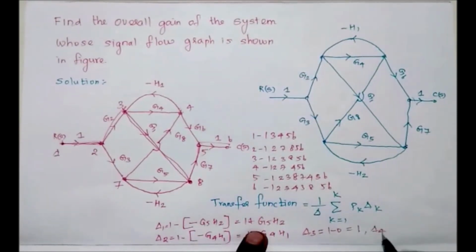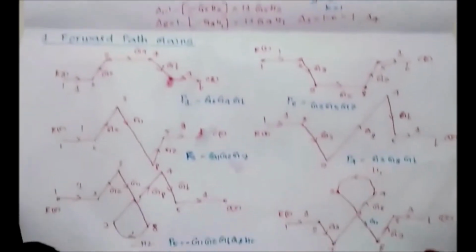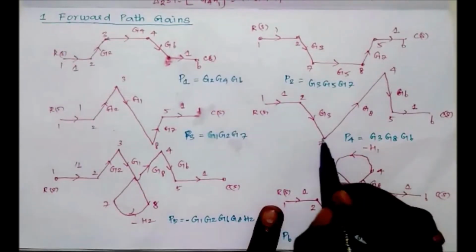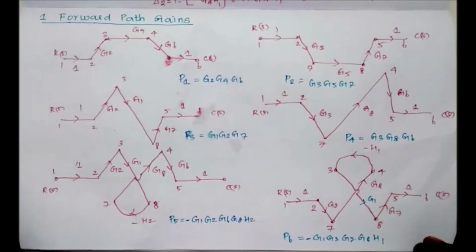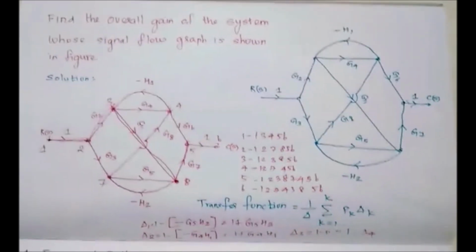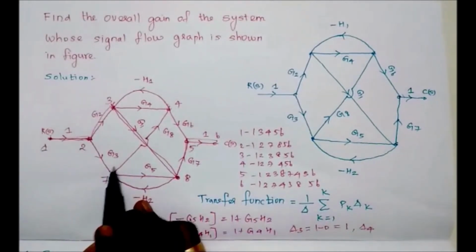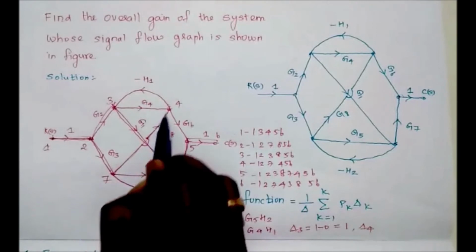Next, the forward path 4. This is the forward path 4: 1 2 7 4 5 6. So 1 2 7 4 5 6 is the fourth forward path.